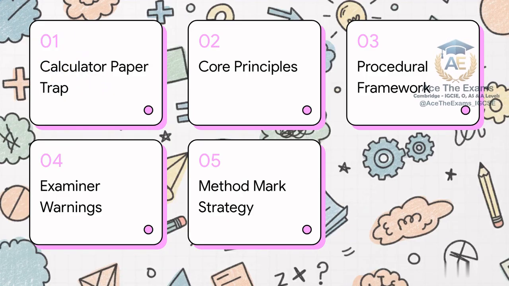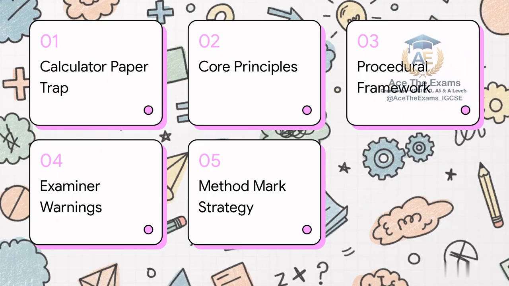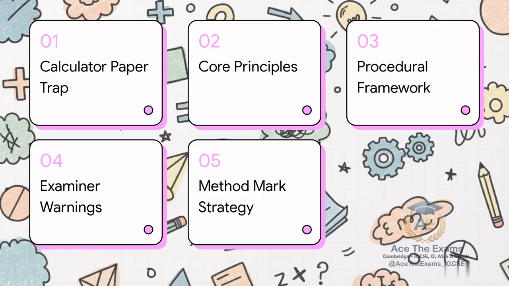First, we'll dissect the calculator paper trap. Second, we'll look at the core mathematical principles that top students use. Third, we'll introduce the procedural framework, which is going to be your ultimate weapon. Fourth, we'll reveal the top 3 examiner warnings straight from the grading room. And finally, we'll wrap it all up with the method mark strategy. If you stick with me through all 5 of these steps, you'll know exactly how to turn those red pen mistakes into green check marks.